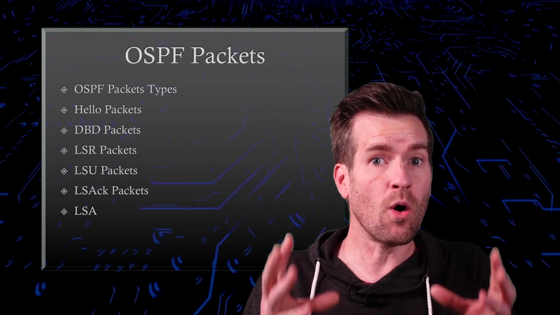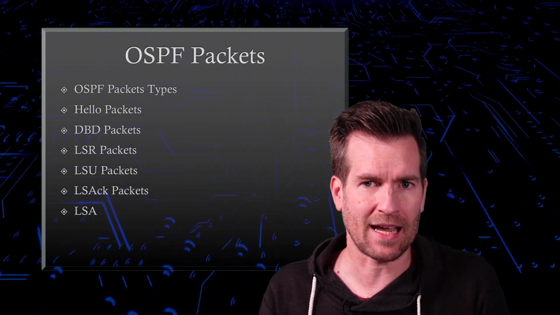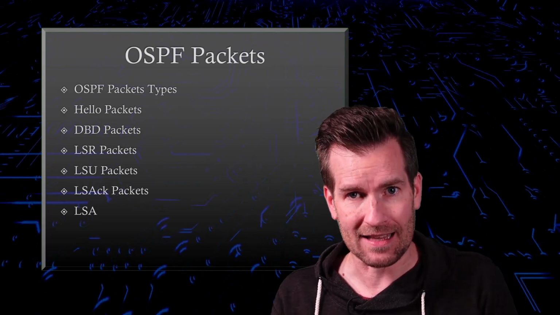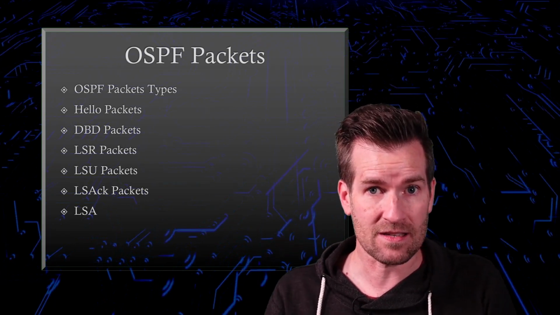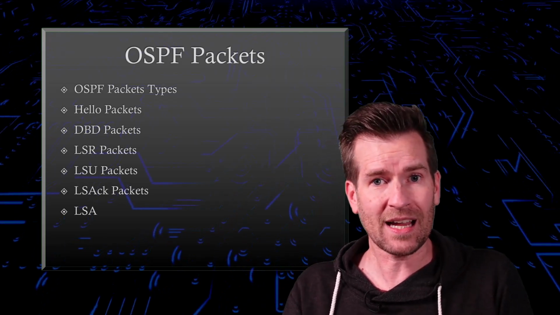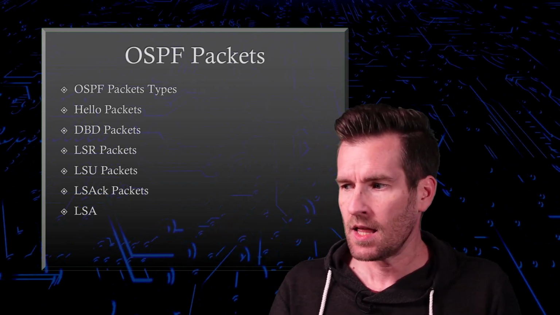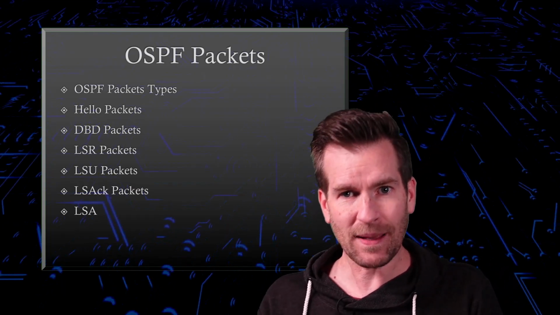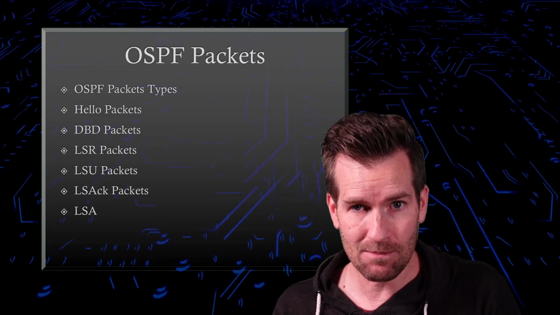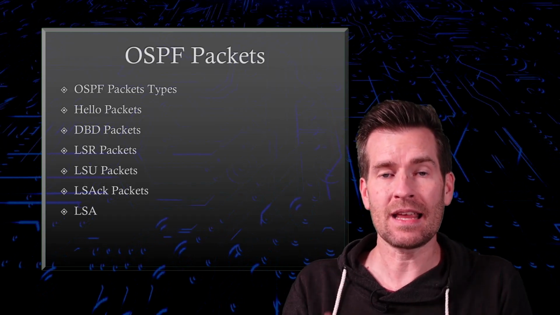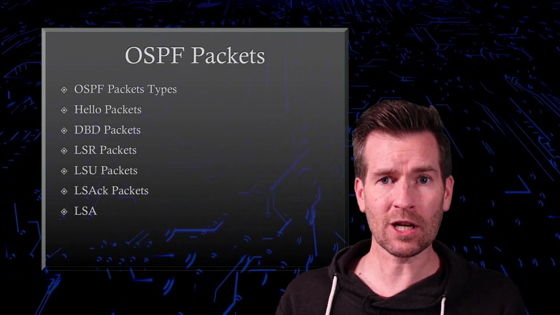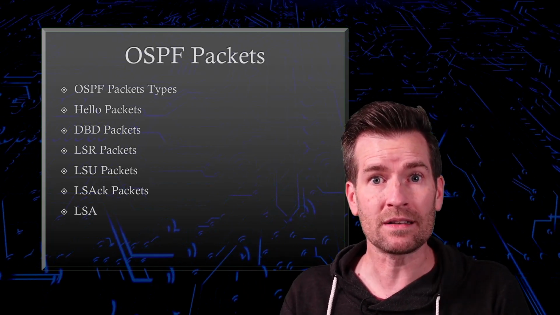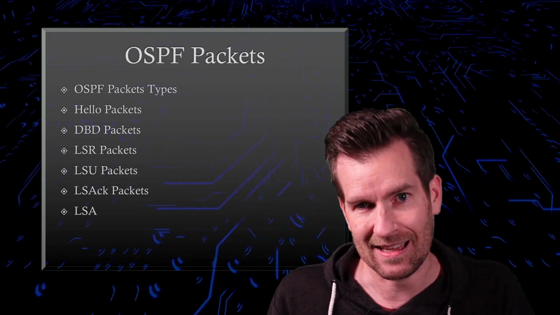When it comes to OSPF, there's quite a few different packet types. So we're going to take a look at the different types of packets. Then we're going to get into specifics of each one. The different packet types are the hello packets, the database packets, the link state request packets, the link state update packets, and the link state acknowledgements. Then we're going to wrap this up by talking about link state advertisements, which is a component of several of these packets.